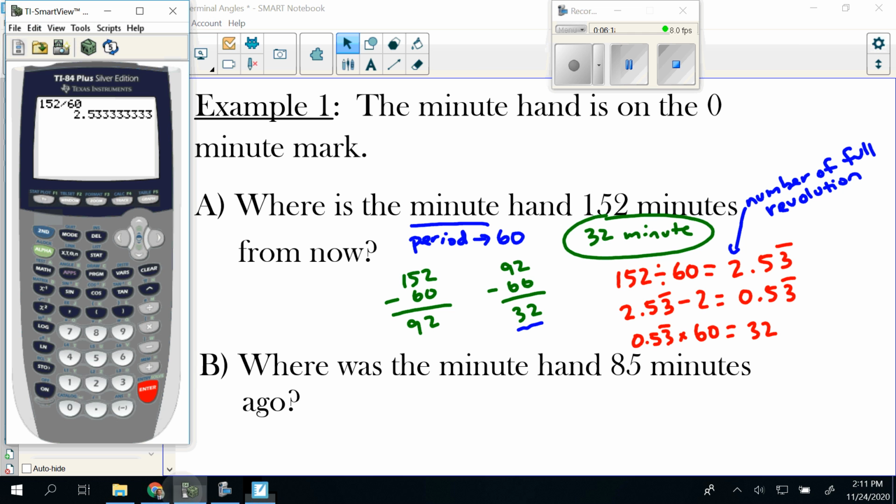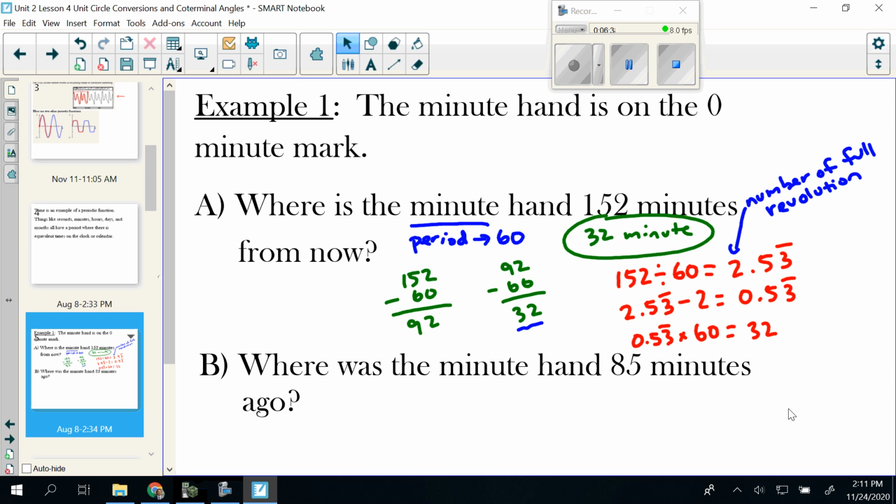So let's jump back on calculator. If we do minus the 2 revolutions and then times back by our period, we should get 32. So that's a more efficient way of doing these ones where it's not dependent on how many revolutions there might be. All right, let's look at B.